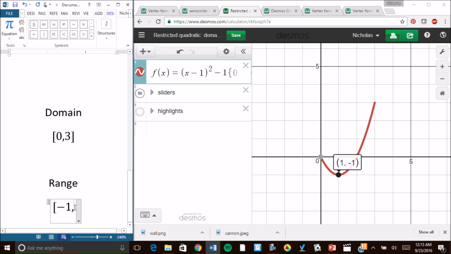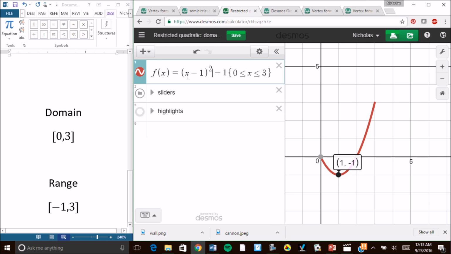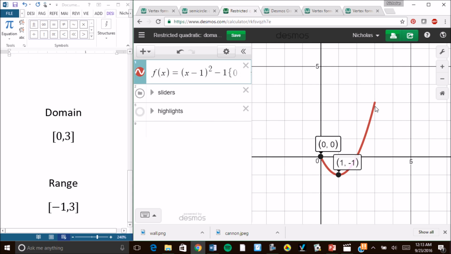But what would you do if you couldn't click and see that it's a 3? Well, we know that our x value is 3, right? So if we plug the x value in, 3 minus 1 is 2 squared. We have a 4 minus 1, which makes a 3. So we could just plug in our x values and we would get our two y values for this point and this point.